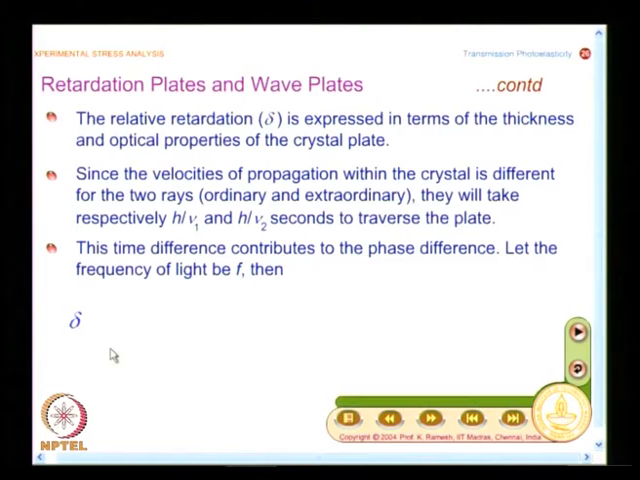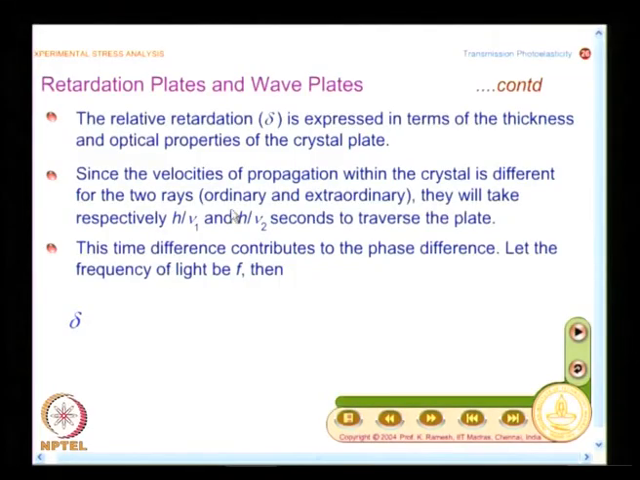Can you try out? How will you write delta? Make an attempt, even if it is wrong, it is fine. That is how you learn things. So, what I have here is, I know that the ordinary and extraordinary rays travel with different velocities, and because they have to traverse the same thickness, they will take different time intervals. Now, the question is, can I write an expression of delta in terms of the parameters that I know?